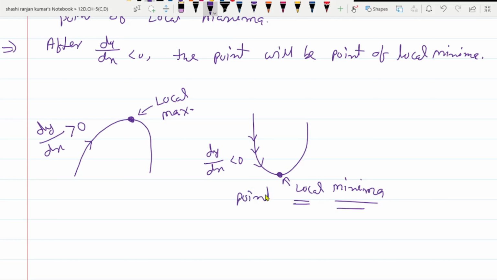This is the point of local maxima and local minima, right? This is not the value. For the value you have to put this point in your given function, then you will get the maxima value or minima value. So these things we have discussed, and at this point what happened? At this point dy by dx will be equal to 0. At the maxima or minima point, dy by dx is equal to 0. So these things we have discussed.